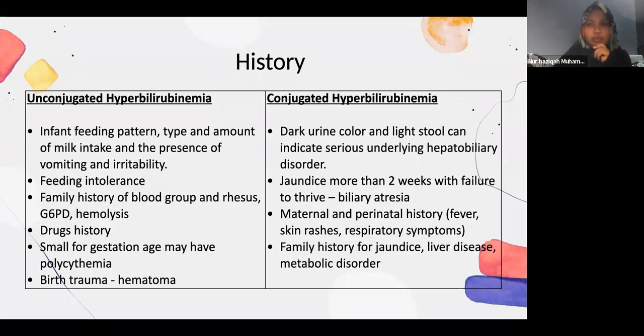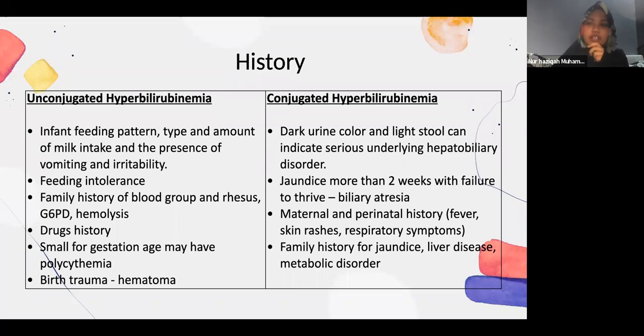So from the history, we can also identify whether it is conjugated or unconjugated based on the causes. For unconjugated, we can ask for the feeding pattern, type and amount of milk intake, because this can be caused by breastfeeding jaundice, and also the presence of vomiting and irritability for feeding intolerance. Then the family history mentioned above, drug history, because some drugs can cause hemolysis, or the mother is taking some drug that can be transmitted during breastfeeding, and also prematurity and birth trauma such as hematoma.